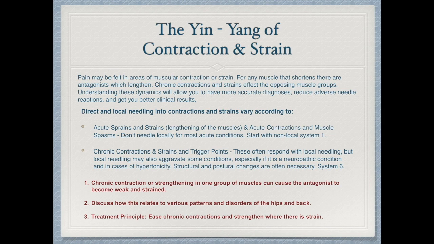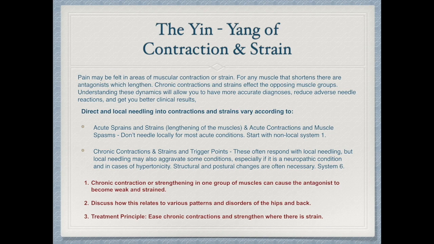The next point here is direct and local needling into contractions and strains vary according to the acute and chronic condition of it. So typically and generally speaking, for acute sprains and strains, we don't want to needle locally because that can aggravate the situation. And I think the most common and well-known example of this is in an ankle sprain. And we're taught this in school that we shouldn't needle locally into ankle sprains. Well, the same can be said for other types of sprains, and it's not uncommon that if a person has an acute sprain, such as in the lumbar area, that local needling can aggravate it.